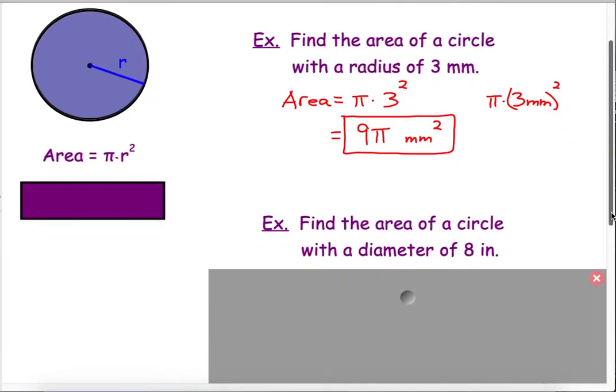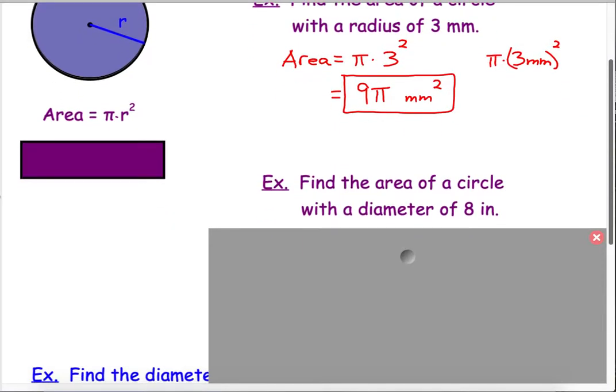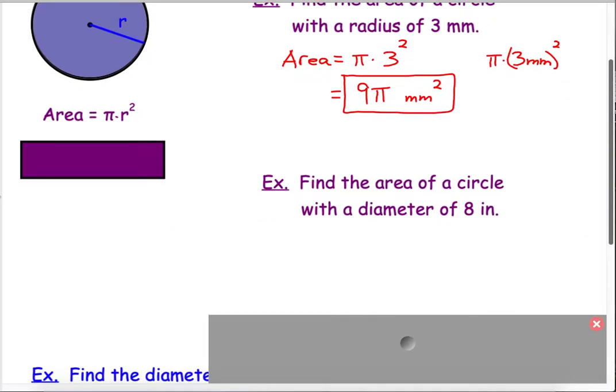What if I ask you, find the area of a circle with a diameter of 8 inches? Now this time I'm not giving you r, but I am telling you the diameter. And remember, the diameter is the distance through the circle. It's a chord that goes through the center, so it's twice the radius. So the diameter is 2 times the radius. So if they give you the diameter, you can divide that in half to find the radius.